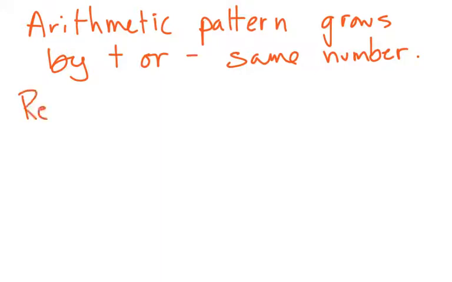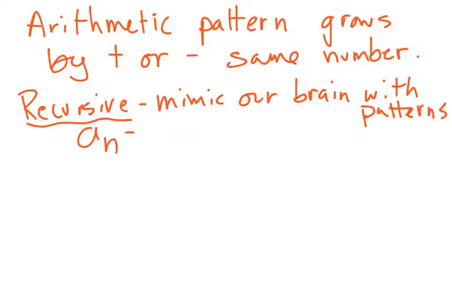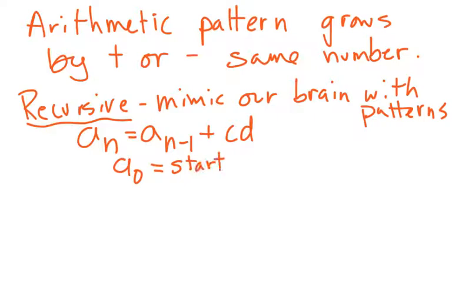So the recursive, remember, that's how our brains think, okay? They mimic our brain with patterns and looking at the previous, right? And so to get that next term, it's equal to the previous term, plus or minus our growth, or our common difference, as it's called. We'll just put CD for common difference. Then we go a sub 0, and that's our start number.